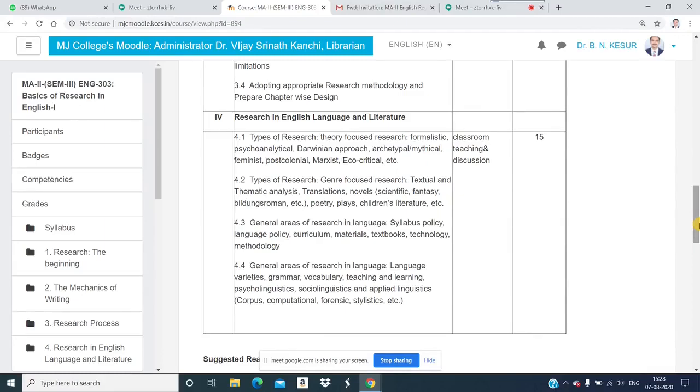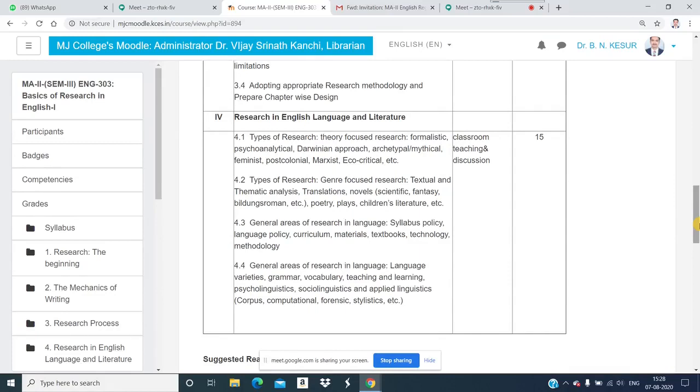You know very well that research is done almost in all areas, but here we will focus on research in English language and literature. Here we will try to understand what the types of research are. For example, theory focused research. In theory focused research, of course, the researcher is expected to follow one theory, and with the help of that theory as a base he is expected to deal with that particular topic which he has selected for his research work.